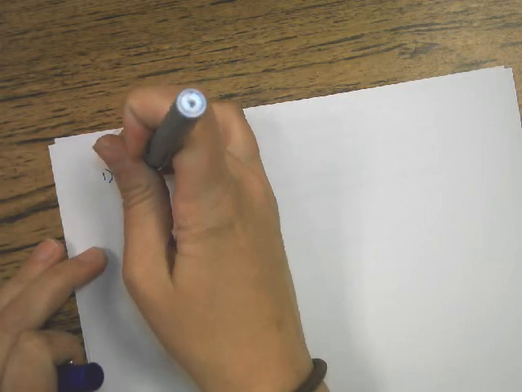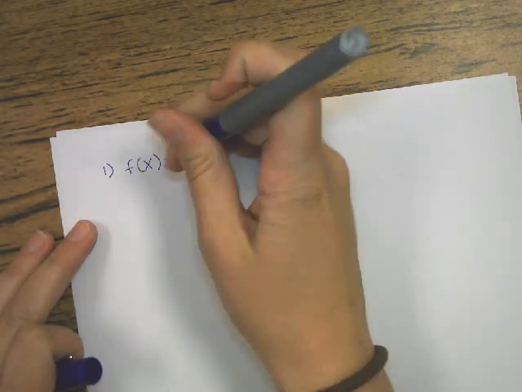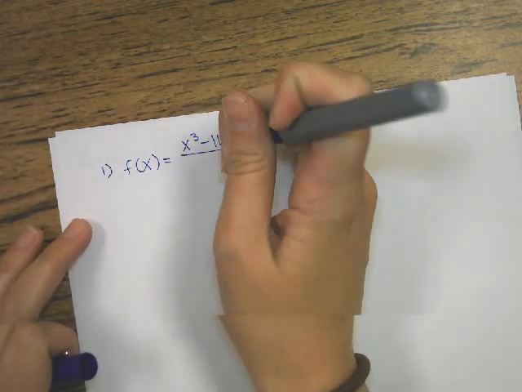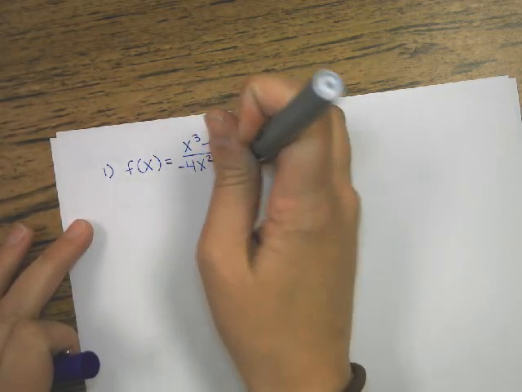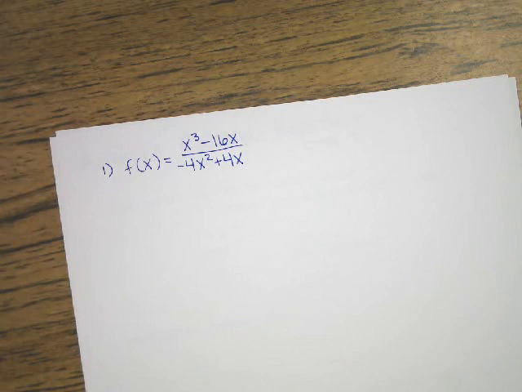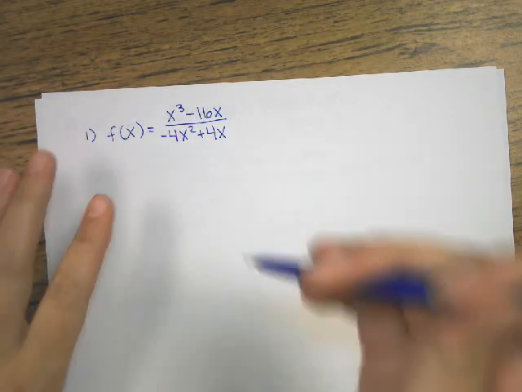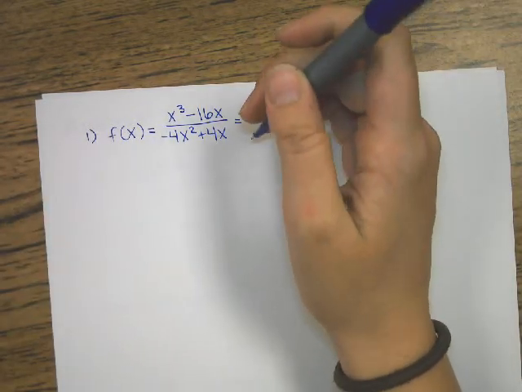So we have a function, f of x, x cubed minus 16x over negative 4x squared plus 4x. And we're going to find all of the stuff we talked about on the front: discontinuities, holes, horizontal asymptotes, and then our x and y intercepts. First thing we need to do is factor the top and the bottom, because we need to see if factors cancel and help us analyze this function.